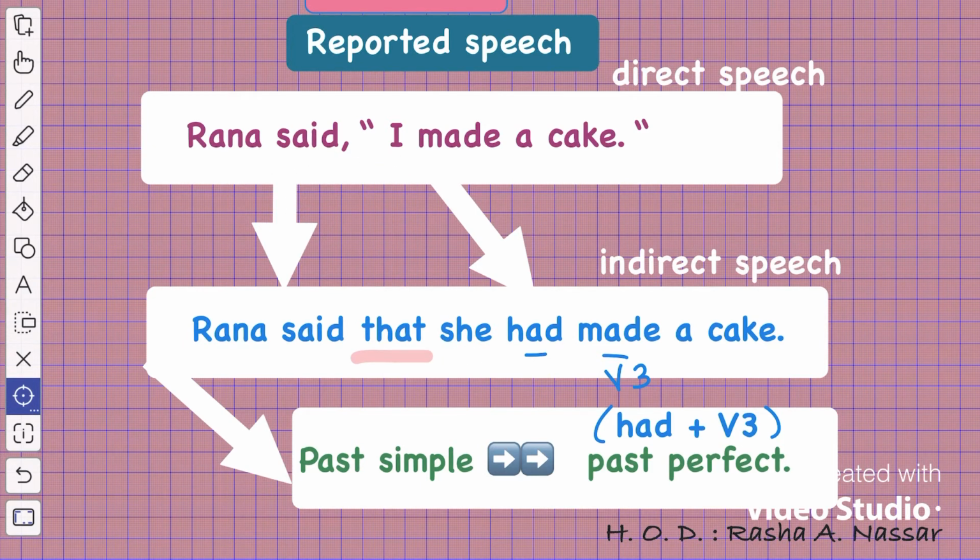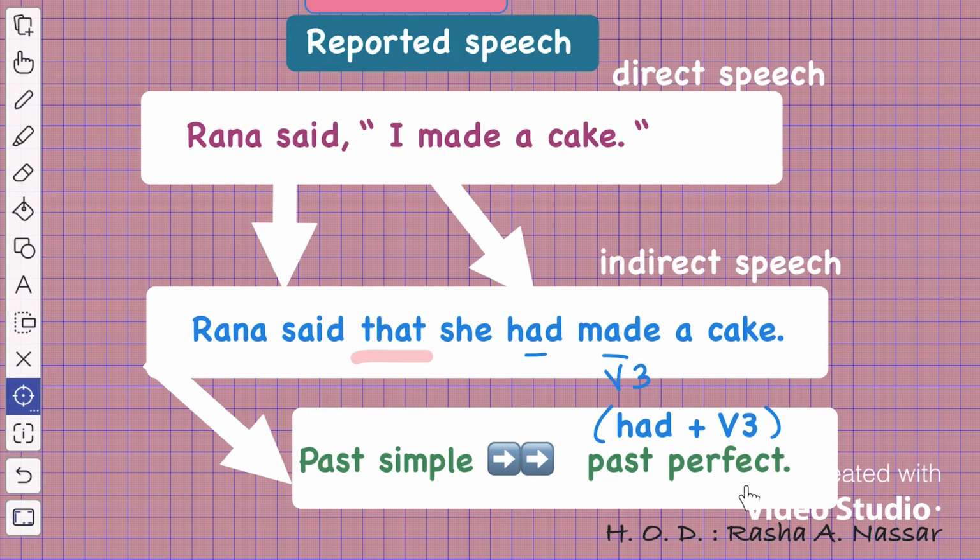And then the third step is to change the verb into past perfect, because here it is in the past. So the past simple is changed into past perfect. How can I put the verb in the past perfect? By writing had plus V3 of the main verb. So here V3 of the verb make is made. And of course I should write had. So Rana said that she had made a cake.